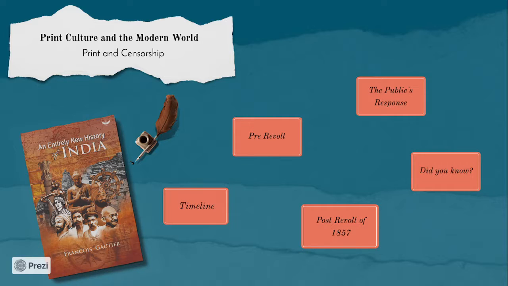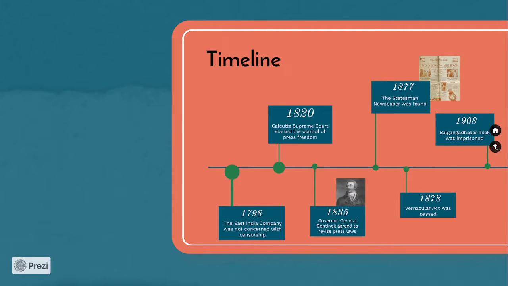To get an overview of what we'll be learning, let's look at the important events in the history of censorship of India in the form of a timeline. Before 1798, the East India Company was not too concerned about censorship, and the 1820s marked the starting of the control of press freedom with the Calcutta Supreme Court passing certain regulations. In 1835, Governor General Bentinck agreed to revise press laws and hence increasing more press freedom. In 1877, the Statesman newspaper was founded. In 1878, the Vernacular Act was passed, and in 1908, Bal Gangadhar Tilak was imprisoned.